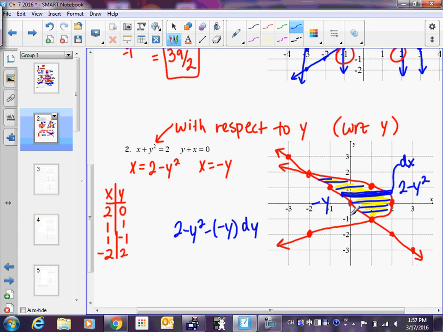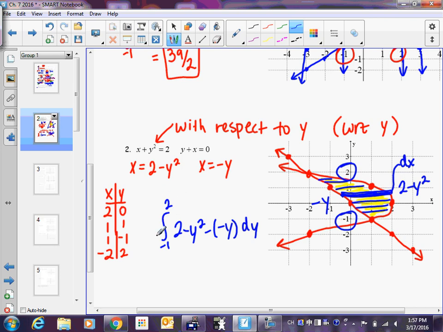So you start at the bottom, and the y value at the bottom is -1. What's the y value at the top? 2. So we put an integral symbol. That means we're going to add all these rectangles up. The bottom bound is -1. The top bound is 2.